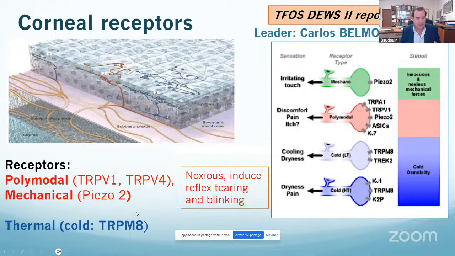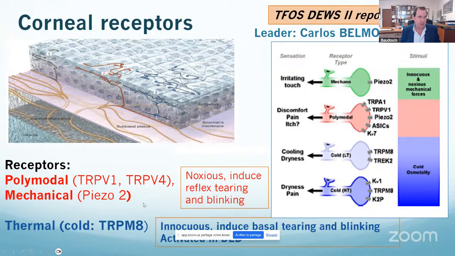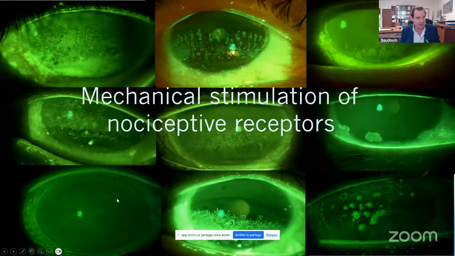Some in red are associated to pain. They are polymodal or mechanical. When they are stimulated by a chemical or mechanical stress, they develop in a noxious mode. Some in blue are associated to tear regulation and blinking reflex, and normally they are not associated to pain. However, when they are totally and continuously stimulated, they may develop to a pain, the neuropathic pain mode.